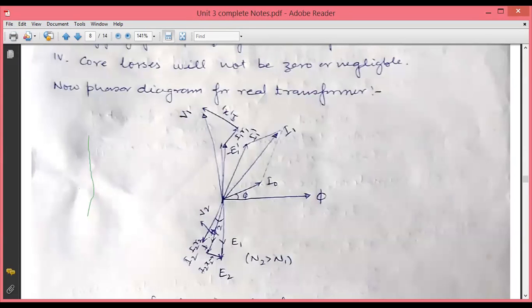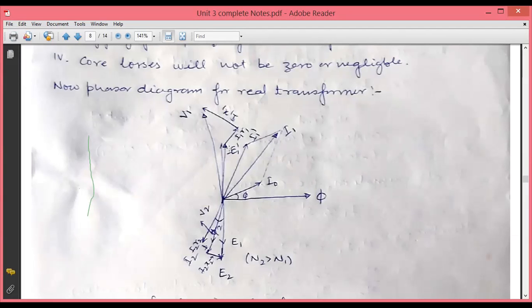Up to this place there is V2, then from V2 comes I2 R2, which will be in the same phase as I2, and I2 X2 will be 90 degrees leading with respect to I2. The resultant of V2, I2 R2 and I2 X2 will give E2. So this is the phasor diagram.